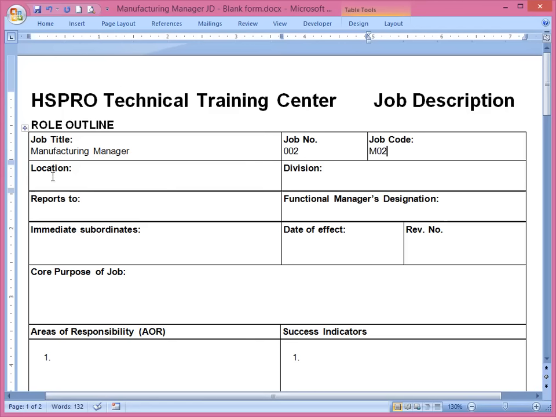And the location is, I think we can put region 2. This is only sample, so no problem. Region 2 or region 4. Okay. Region 4. Then the division would be manufacturing. We just say manufacturing plant.